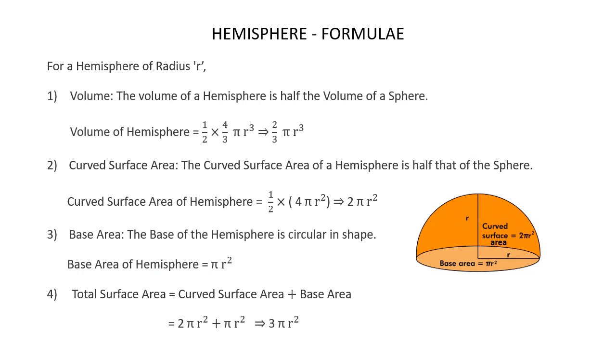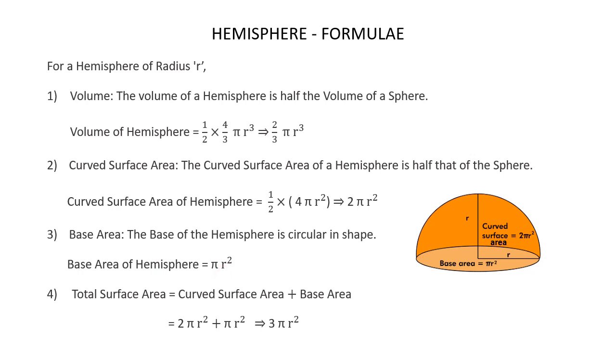Let's now look at the formula for base area of a hemisphere. Now the base area of a hemisphere is circular in shape. We know that the area of a circle is pi r squared. So the base area of the hemisphere is also equal to pi r squared.